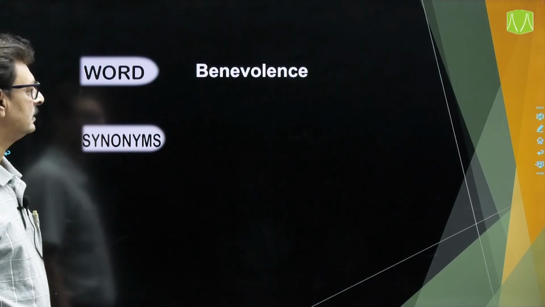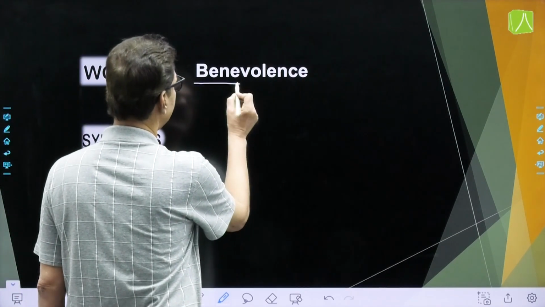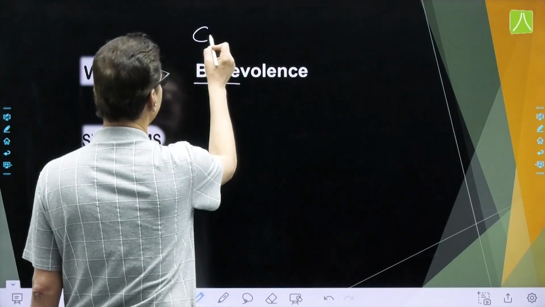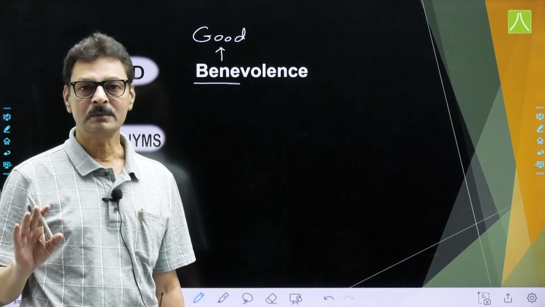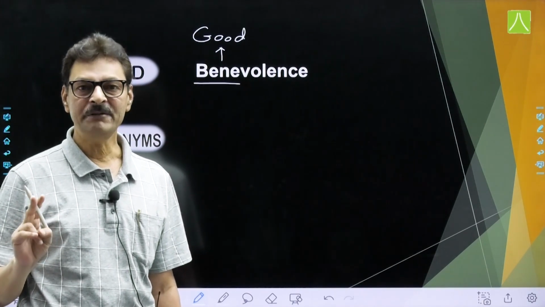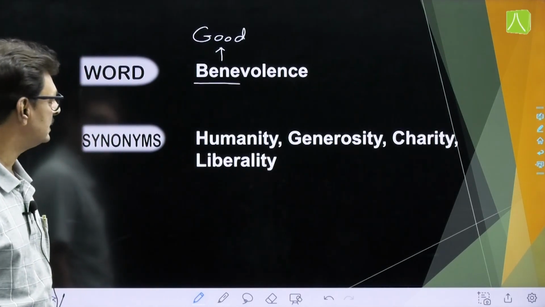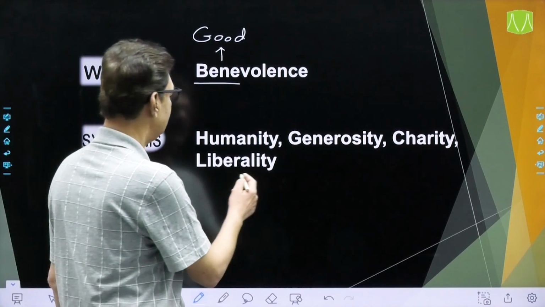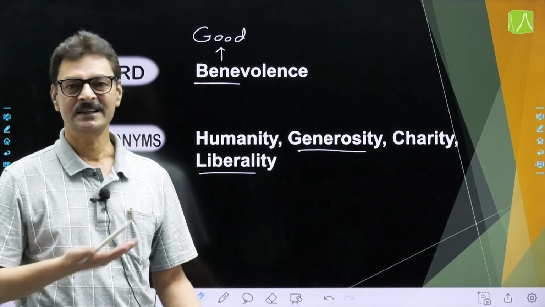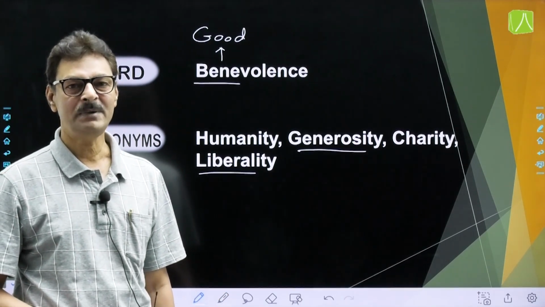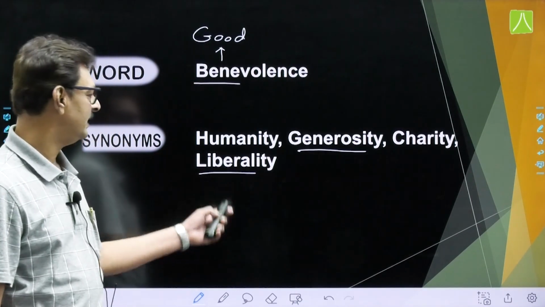Next is benevolence. Yes. कुछ याद आ रहा है? We have done root words. Beni, if you remember, Beni is a root word for good. Remember the earlier class we did? Benevolent, benefit, doing good. So benevolence is good. Synonyms are humanity, generous, charity, liberality. Benevolence, Danveer is the Hindi meaning for benevolence, generous or generosity, charity, humanity, liberality.